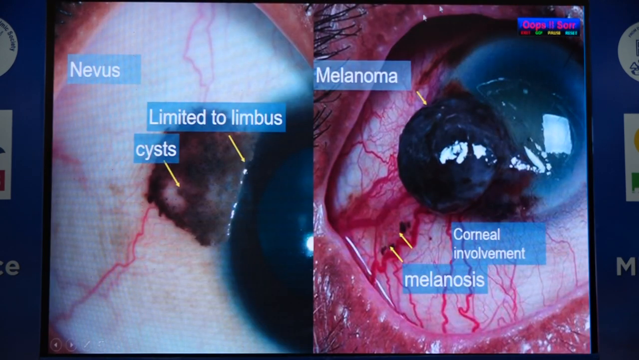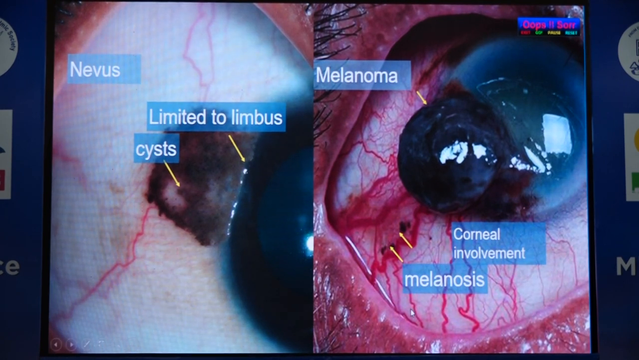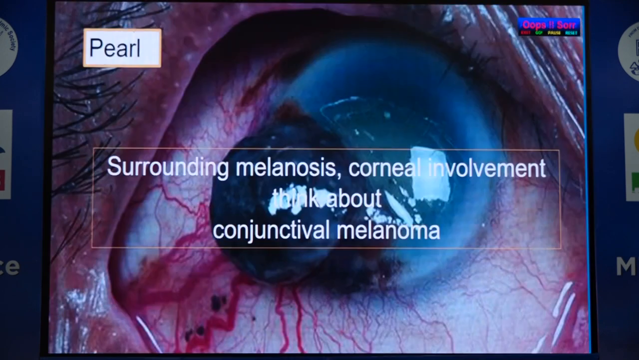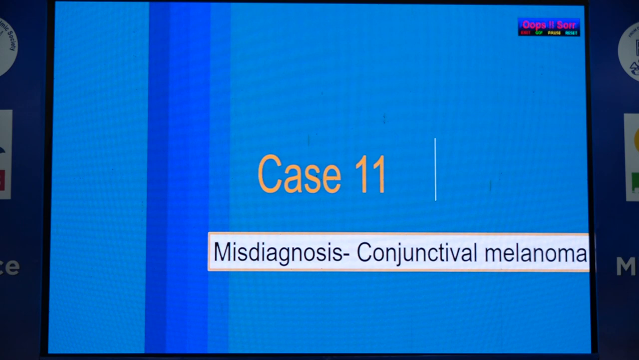And how do we differentiate them from melanoma? In melanoma, you can see here it is going beyond the limbus, so there is corneal involvement, there is a thickness to it, and there are thick feeder vessels. Don't miss the surrounding melanosis there, because the majority of cases arise from a pre-existing PAM. So surrounding melanosis, corneal involvement, think about conjunctival melanoma.